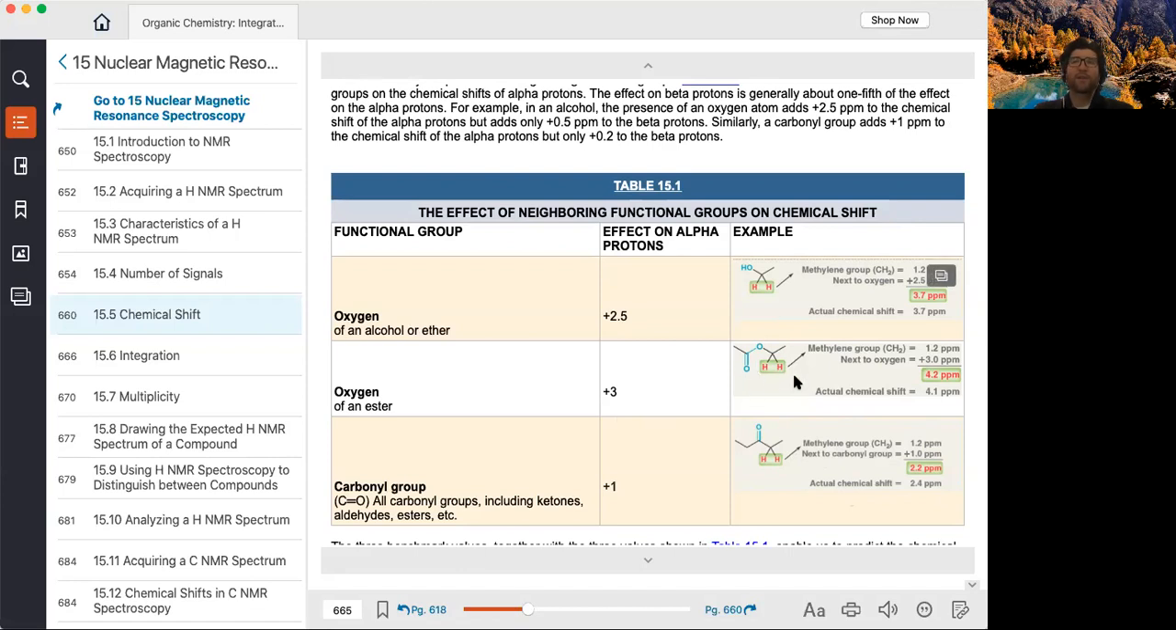Oxygens also de-shield protons because they have a much stronger dipole induction. And the oxygen of an ether isn't quite as strong as the oxygen of an ester because there's not so much induction. In an ester, the oxygen also has resonance that contributes to the induction, and in an alcohol and ether, they don't.